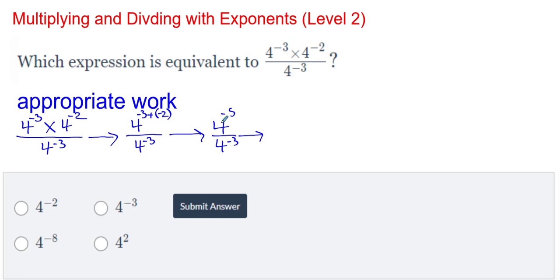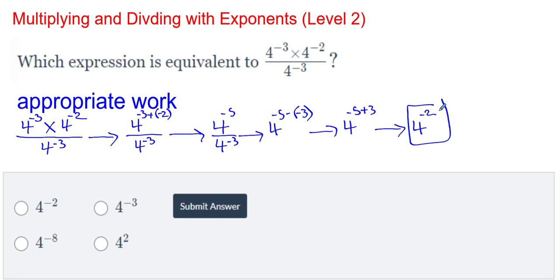Now that I have the same base, I have base 4 and base 4, when we're dealing with division, we subtract the exponents. So I'll rewrite it as 4 to the negative 5, subtract a negative 3. Of course, by now you realize that we have a double negative, so we should take a moment to rewrite that as 4 to the power of negative 5 plus 3. And then 4 to the power of negative 5 plus 3 is going to be 4 to the negative 2, which could be a viable solution. And it looks like it is here.